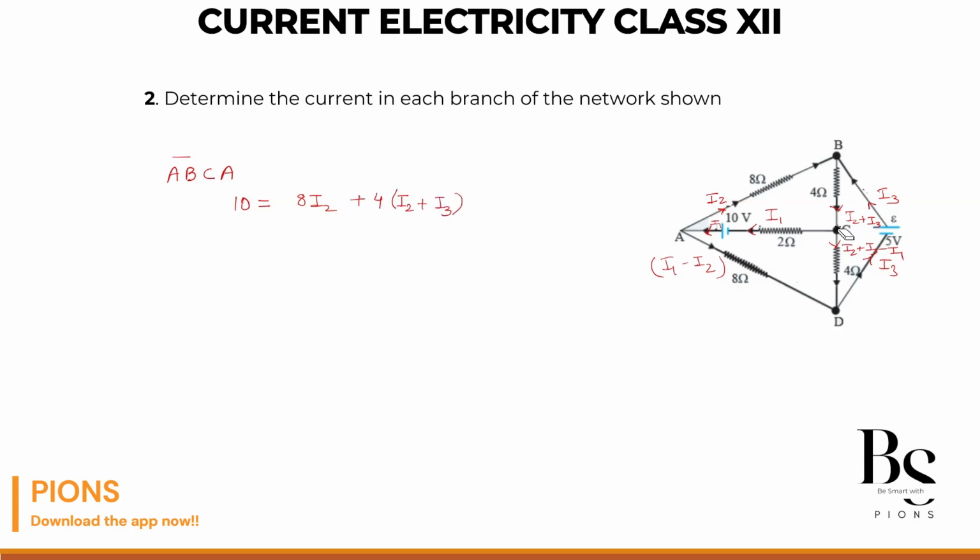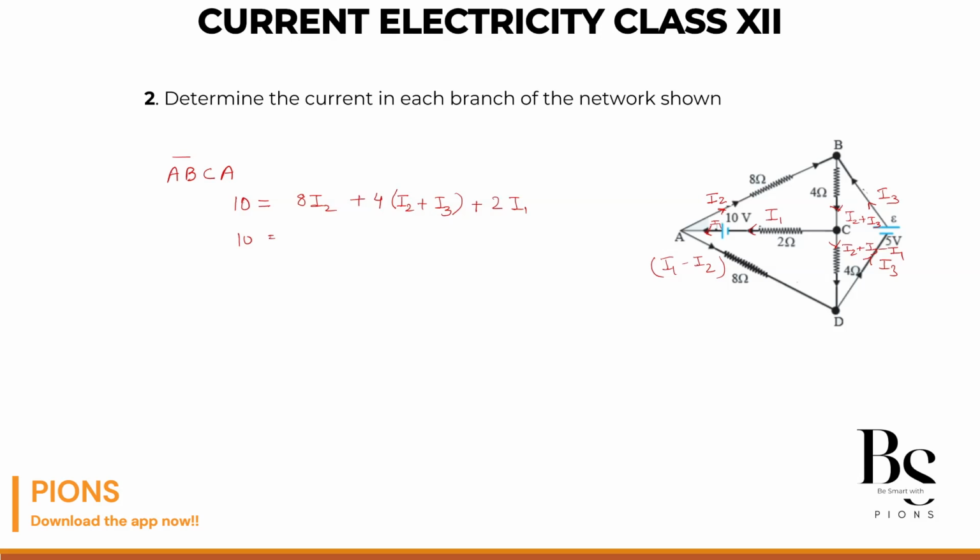Now I am going from C to A and current is also going from C to A. We both are in the same direction, so again plus. What is the resistance? 2 ohm and current I1, so 2I1. Let's simplify it a little bit before we consider the second loop.